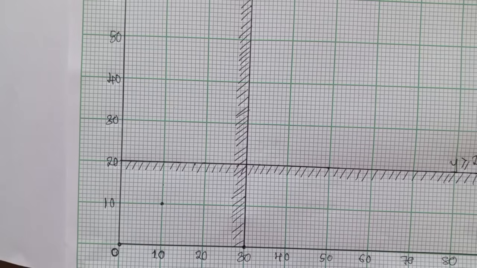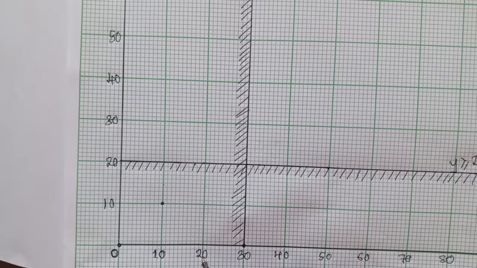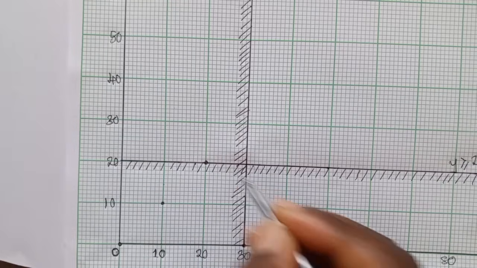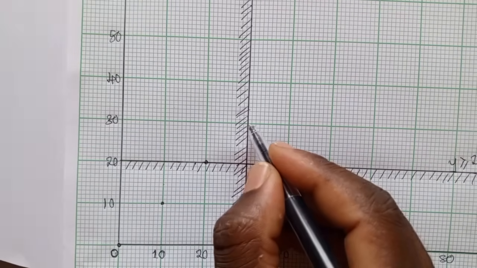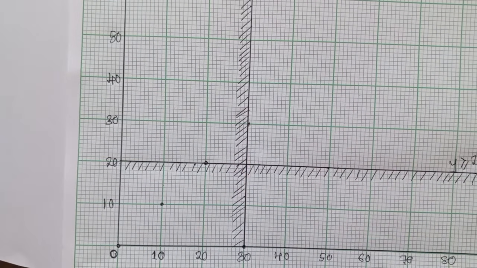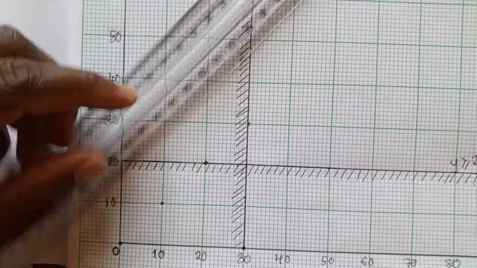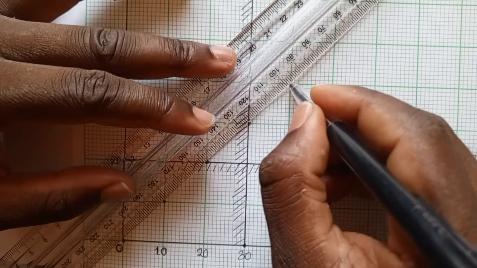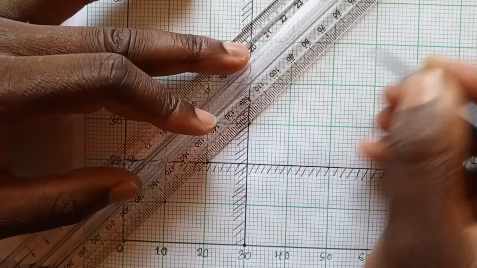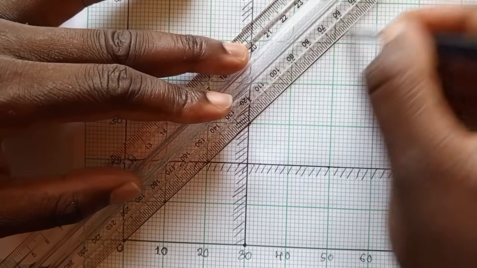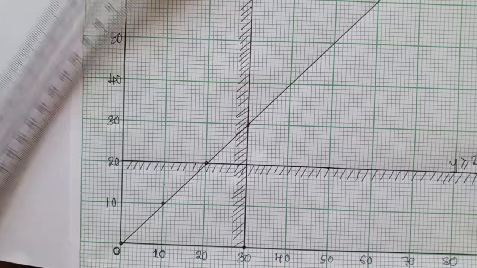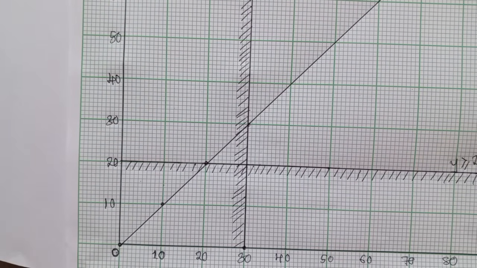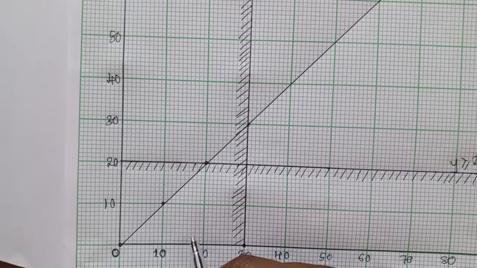X is 20, y will also be 20. X is 30, y will be 30. And so on and so forth. So meaning the line will pass right here. This is where the line will pass over here. So you do your line nicely. So that's it.